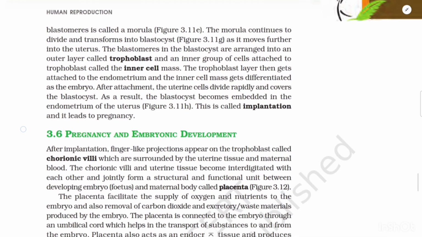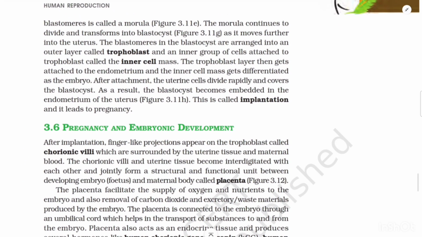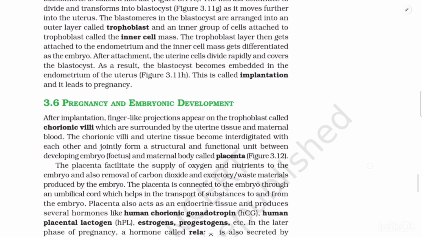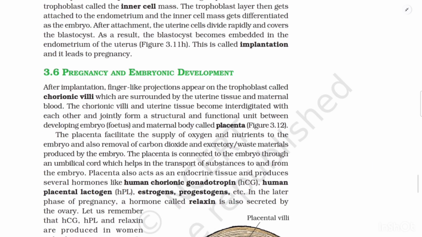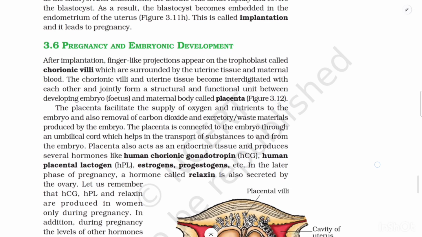The morula continues to divide and transforms into a blastocyst. As it moves further into the uterus, the blastomeres in the blastocyst are arranged into an outer layer called the trophoblast and an inner group of cells attached to the trophoblast called the inner cell mass. The trophoblast layer then gets attached to the endometrium and the inner cell mass gets differentiated as the embryo. After attachment, the uterine cells divide rapidly and cover the blastocyst. As a result, the blastocyst becomes embedded in the endometrium of the uterus, figure 3.11H. This is called implantation and it leads to pregnancy.